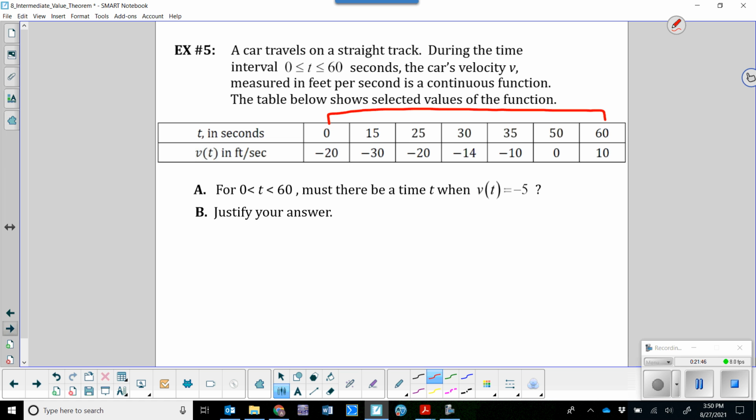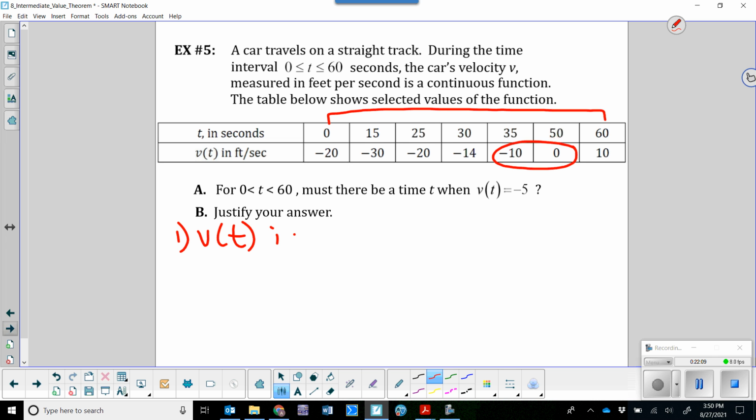Well, if you look right here, we can see that between 35 seconds and 50 seconds, we had -10 and then we had 0. -5 is in that interval. The function's continuous, so we had to have a moment that was -5. So again, we need to state all of our facts.